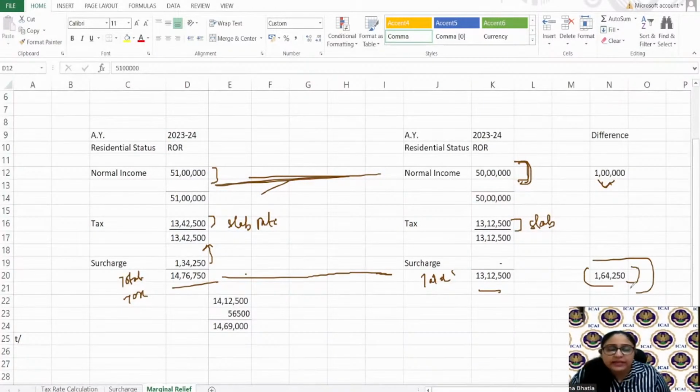Surprising thing है या नहीं है? इनकम खाली 1 लाख से बढ़ा, बट टैक्स 1,64,250 से बढ़ गया. If I'm talking about my income got increased hardly by 1 lakh, but my tax increased by 1,64,250. Isn't this shocking?